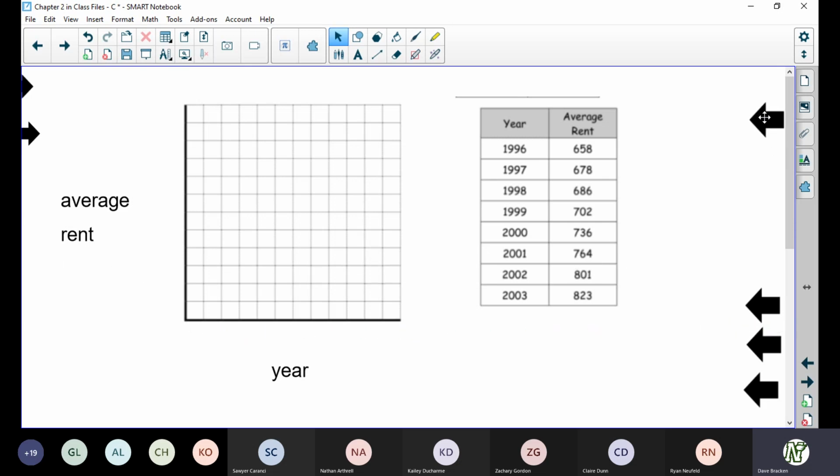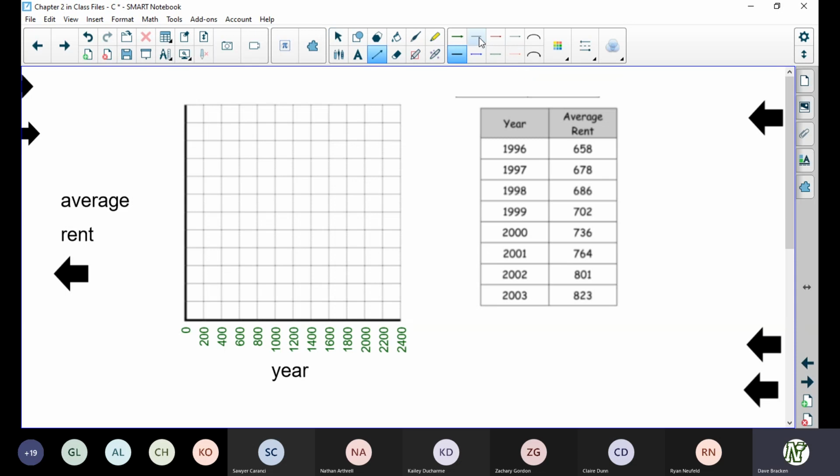So I'm going to get rid of this. We're done with this one. So what if I went like this? 0, 200, 400, 600, 800, 1,000, 1,200, 1,400, 1,600, 1,800, 2,000, and so on. Now what's the problem? We wouldn't be using most of our graph. If you take a look at these numbers, 1,996 to 2003, these numbers all fit right between these two lines, just below 2,000 and just above 2,000. All of our dots would be right between these two red lines right in here.